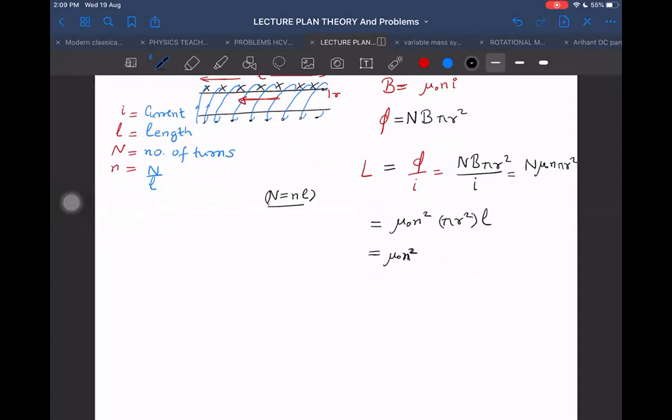Mu naught n square into volume. This is inductance. Sometimes they ask what is the inductance per unit length, then you can divide by length, and it will become mu naught n square into area. This formula for inductance is valid only for long solenoids.